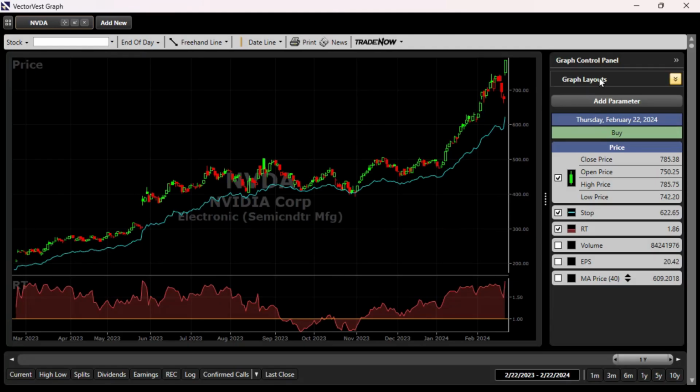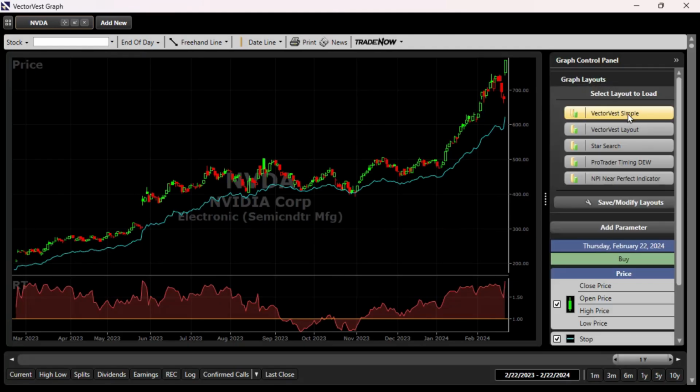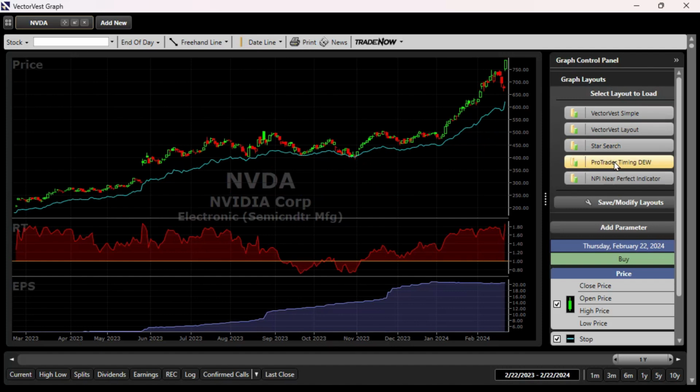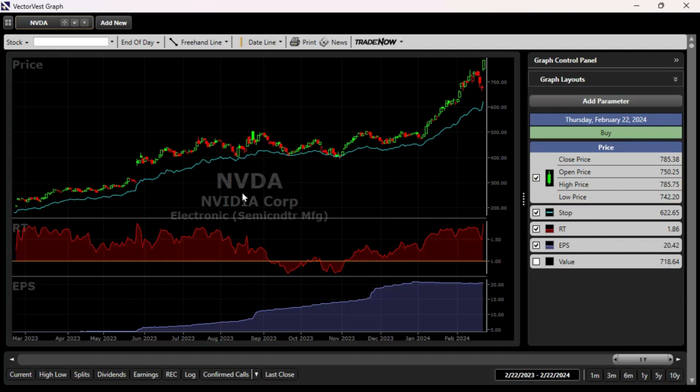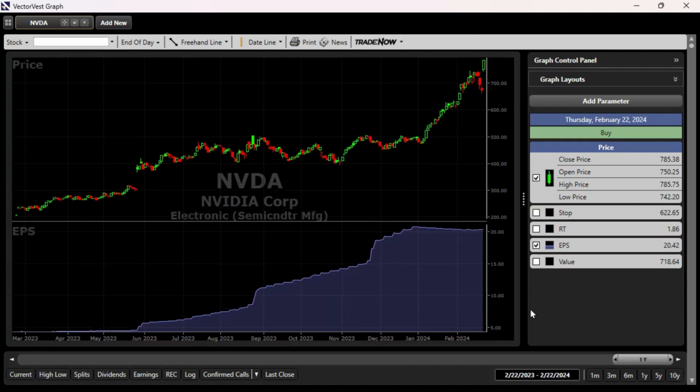Using the VectorVest Simple methodology, we first want to change our layout to VectorVest Simple. And here we're looking for graph patterns that have persistently rising price over time, driven by persistently rising earnings over time. So let's take off RT and the VectorVest stop price. And from this view at a 1-year time frame, we're simply looking for stocks that have that structure.